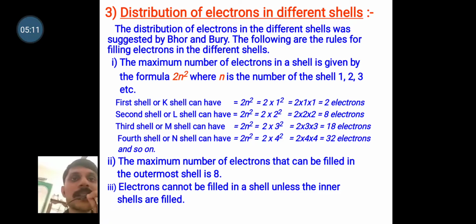The next part is the distribution of electrons in different shells. The distribution has a formula, 2n square, where n is the number of the shell. For the first shell, 2n square means 2 into 1 square, which is 2 into 1 into 1, so 2 electrons. Similarly, substituting the values, you get the further electrons: 2, 8, 18 and then 32 electrons. The outermost shell can have a maximum of 8 electrons.